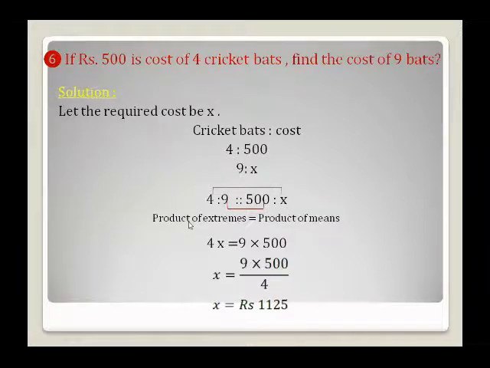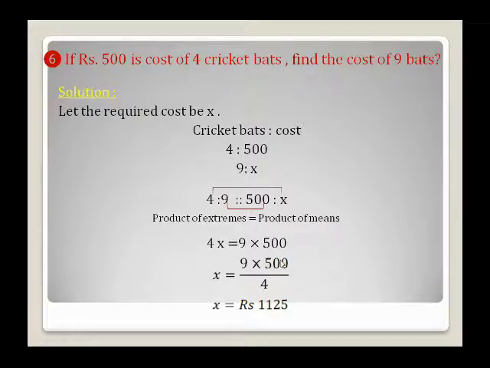We use the same formula, which is the product of extremes is equal to the product of means. Now students, here we multiply the extreme values, which are 4 multiplied by x is equal to 9 multiplied by 500. Now 4 is divided on the other side. So here we write 9 multiplied by 500 divided by 4. Now after simplification, we get here rupees 1125. Okay student, as you see, we cancel it by 4.